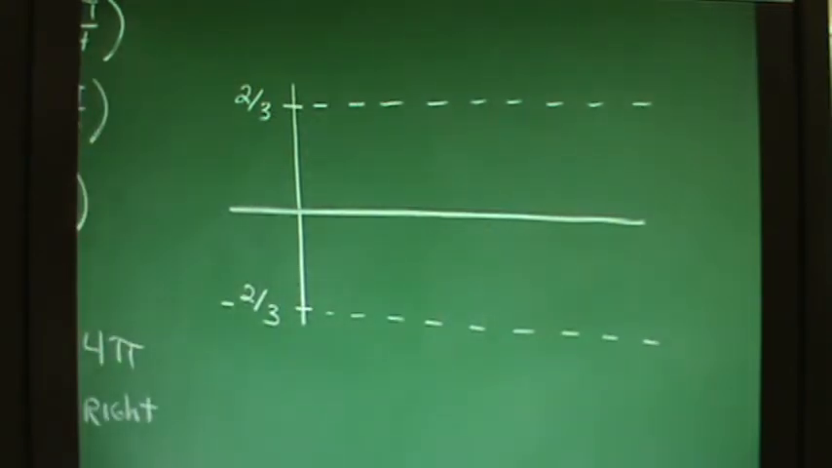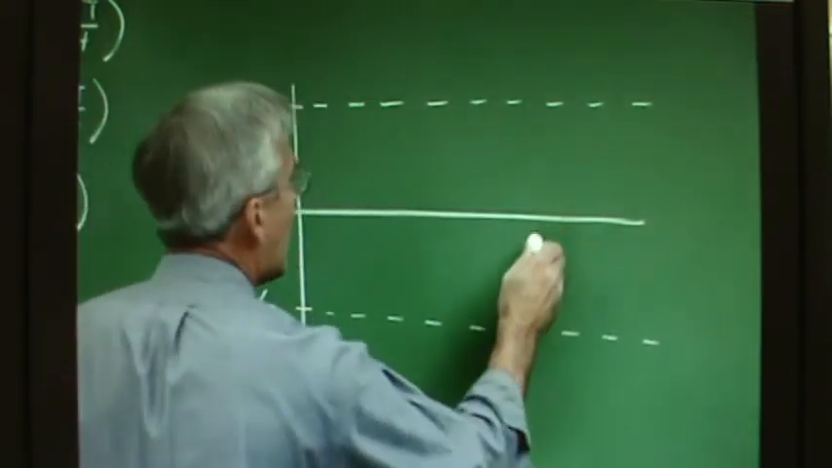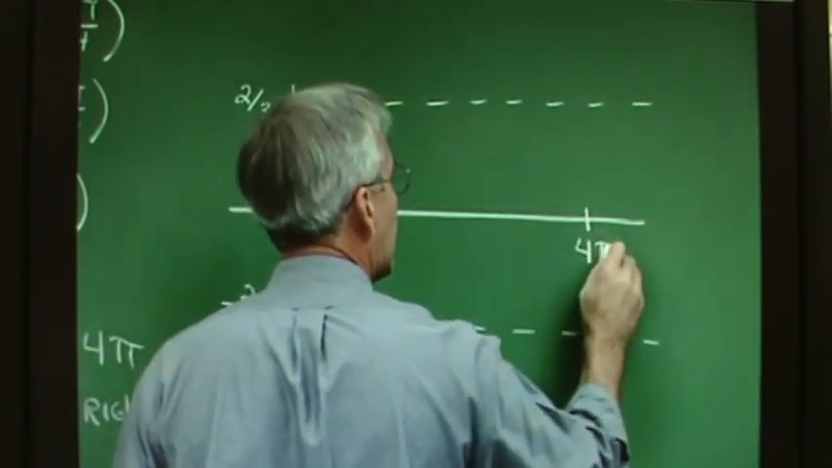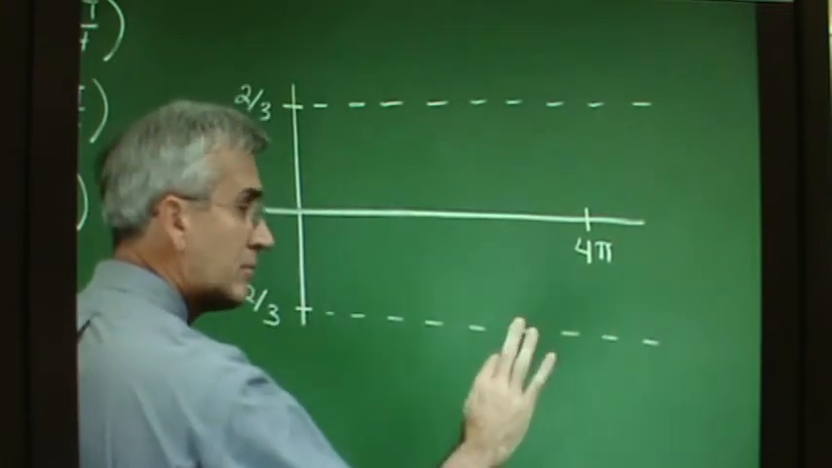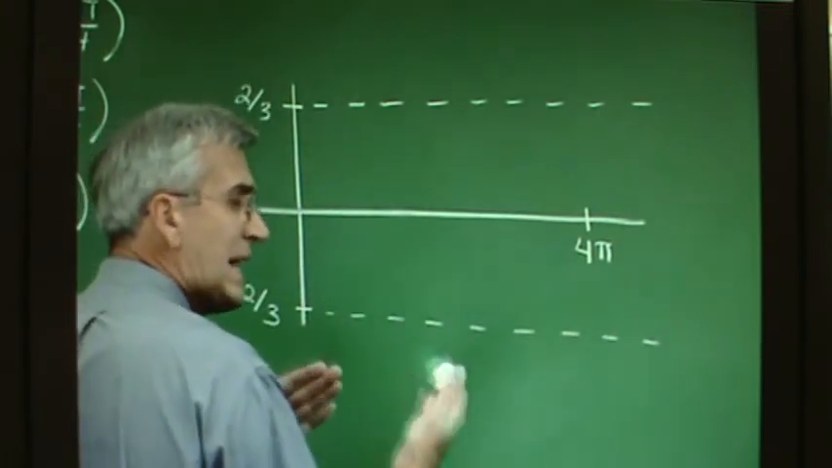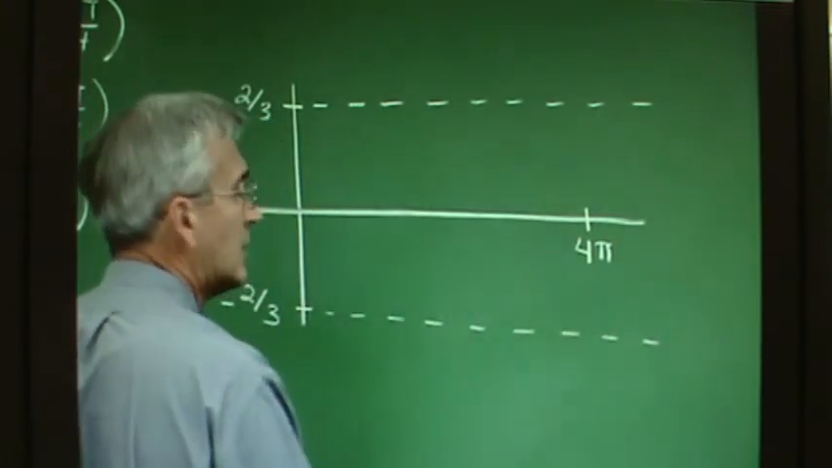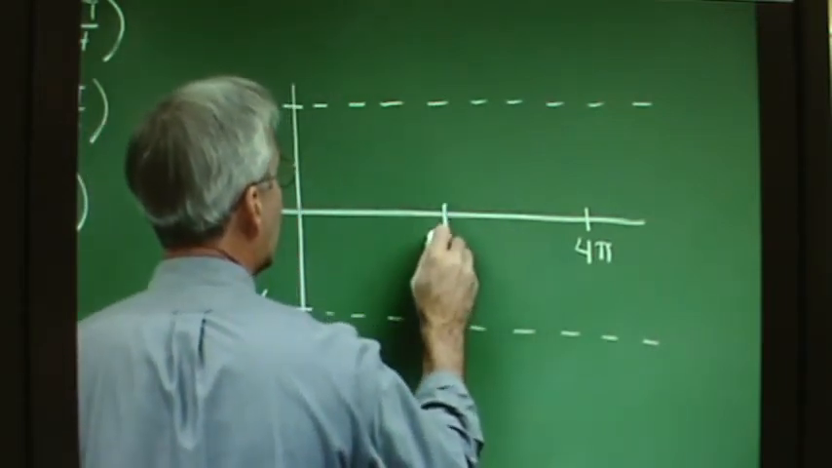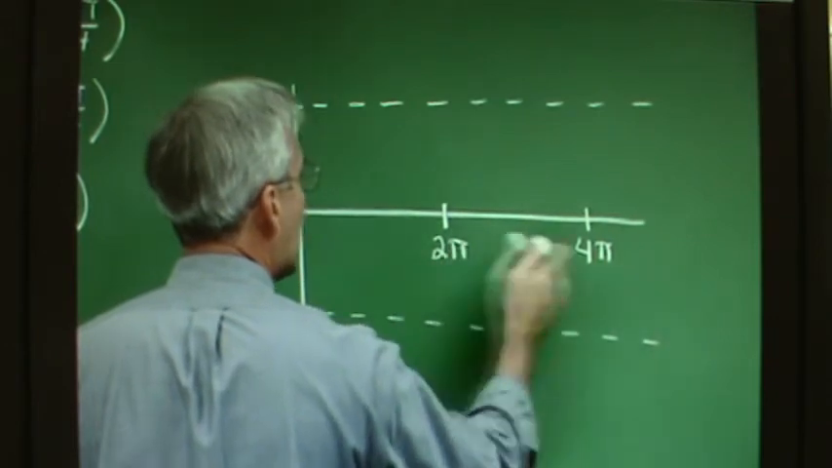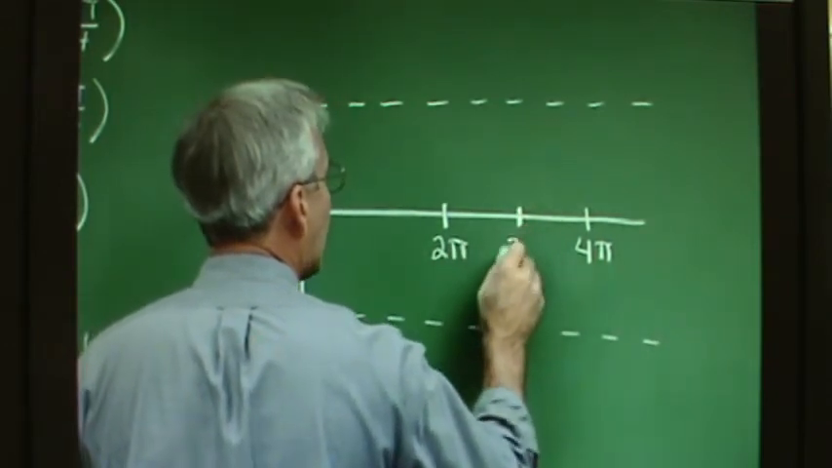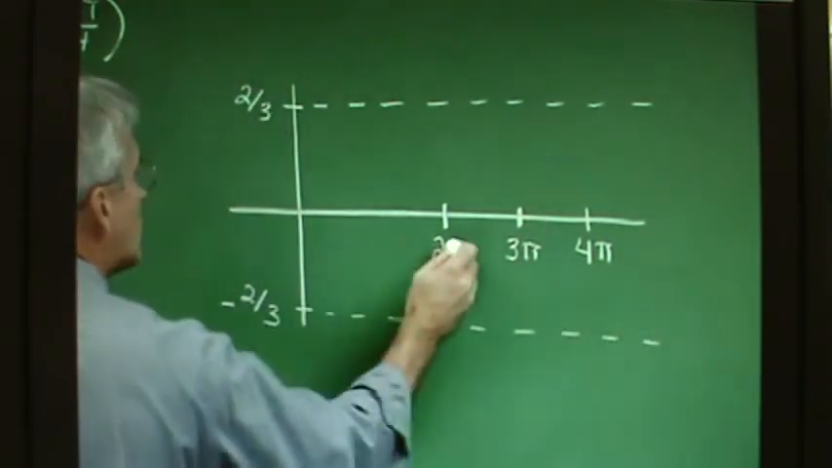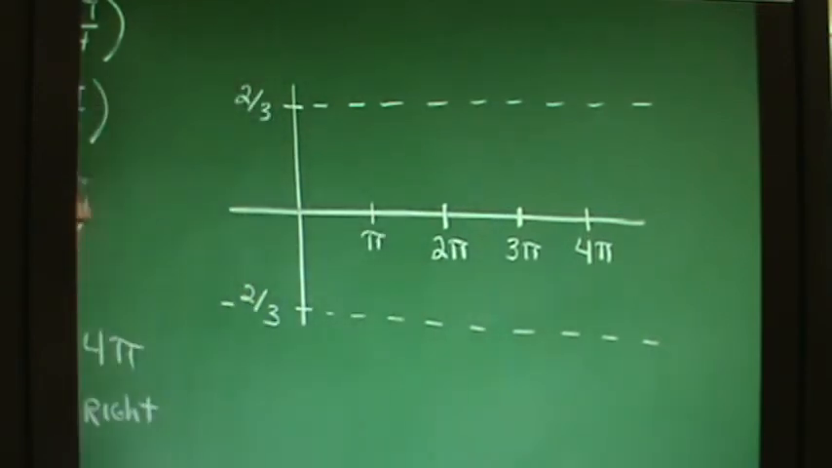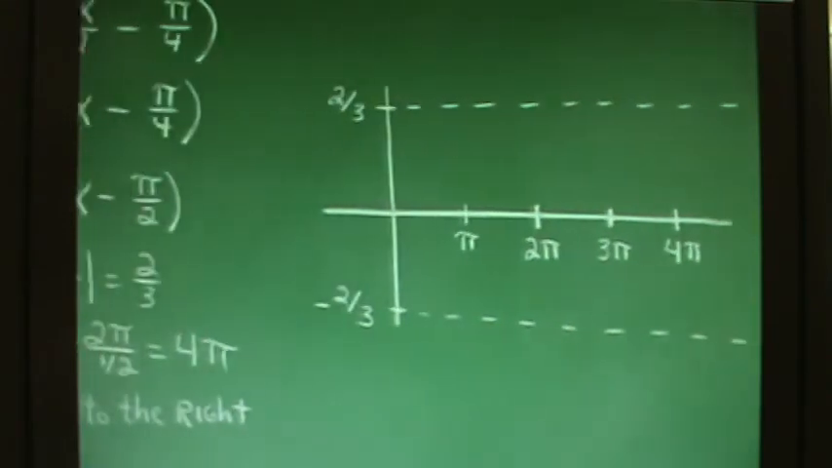I have a period of 4 pi, so I might come out here and identify 4 pi, and then all of the significant positions for the basic graph of a cosine curve. Now that would mean that I would identify half of 4 pi is 2 pi, and midway between these two would be 3 pi, and midway between these two would be pi. All right, now let's go back over here. We've taken care of amplitude and period.